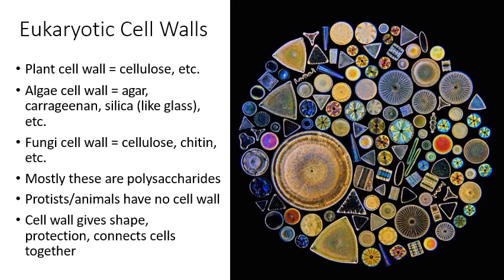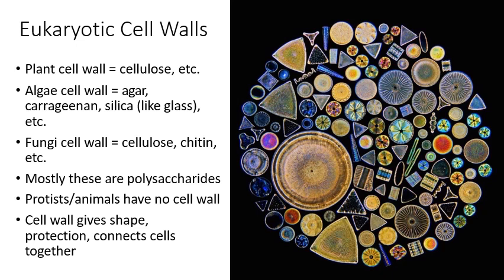Eukaryotes can also have cell walls. A lot of them don't, and a lot of them do. Plants will have cell walls, usually made out of cellulose, which is a polysaccharide. Actually, all of these basically are polysaccharides. Almost all of them are polysaccharides.